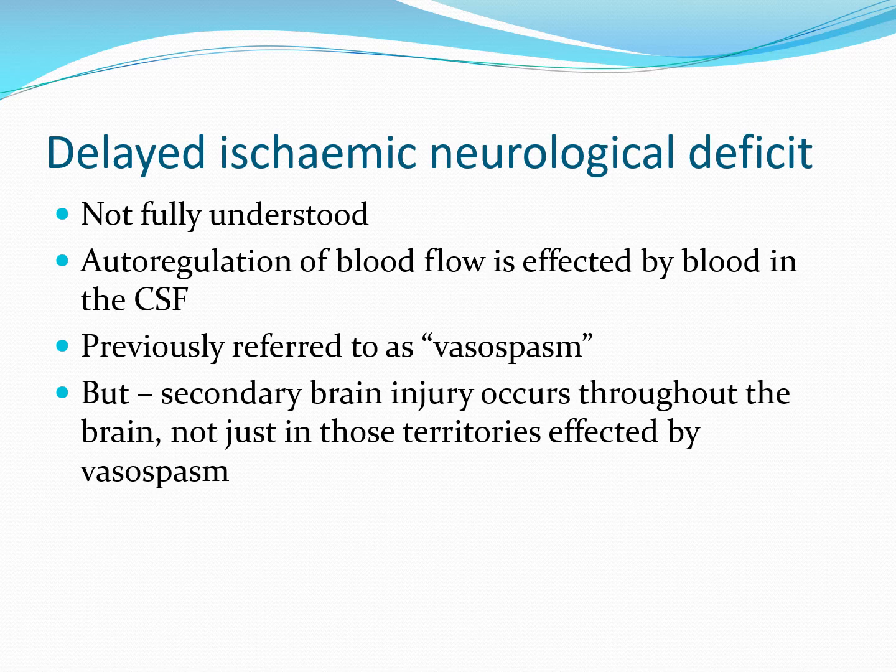When a patient with an aneurysmal subarachnoid hemorrhage is admitted to the intensive care unit, the main job of the clinicians is to avoid delayed ischemic neurological deficit. This is not fully understood, but we do know that the autoregulation of cerebral blood flow is affected by blood in the cerebrospinal fluid. This was previously referred to as vasospasm, but we have noted over the years that secondary brain injury will occur throughout the brain, not just in those territories that are affected by vasospasm, hence the move away from that term.